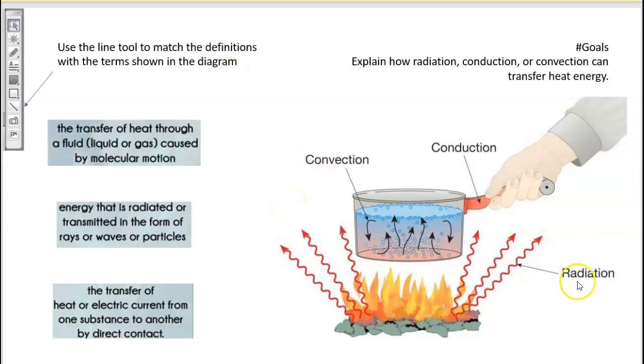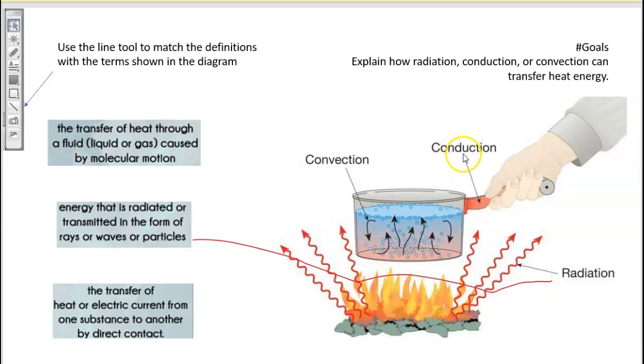We explained in class that radiation is like sitting by a campfire. When you are sitting close to the heat, it feels very warm. As you move further away, that energy starts to dissipate and takes longer to get to you, and it doesn't get to you as efficiently. So radiation is the movement of energy through rays, waves, or particles. So this is our definition of radiation over here.